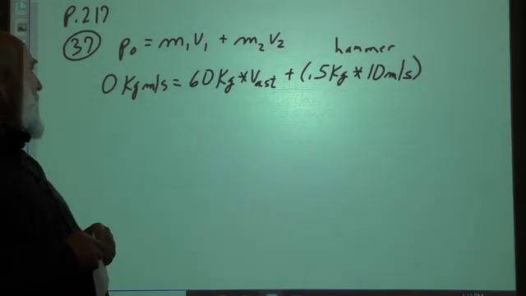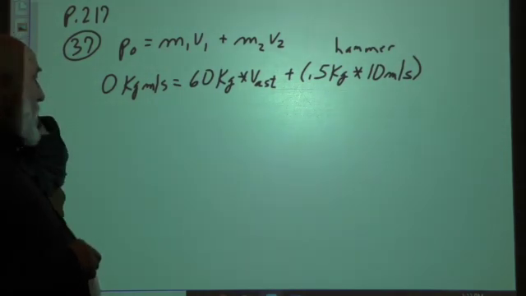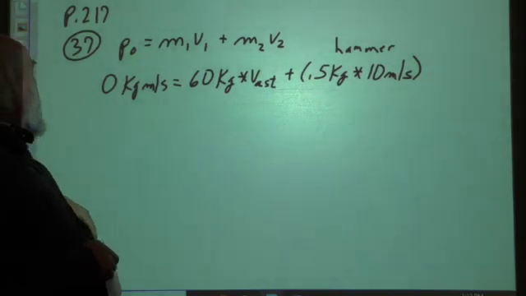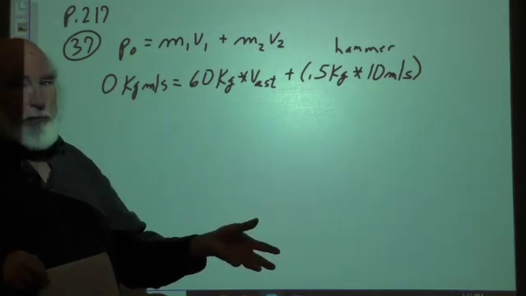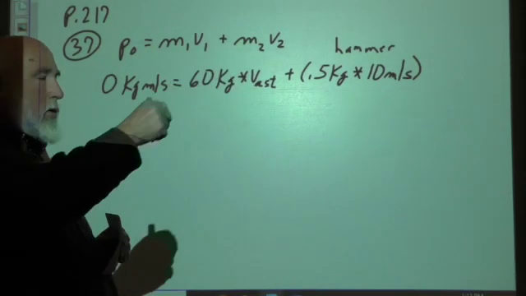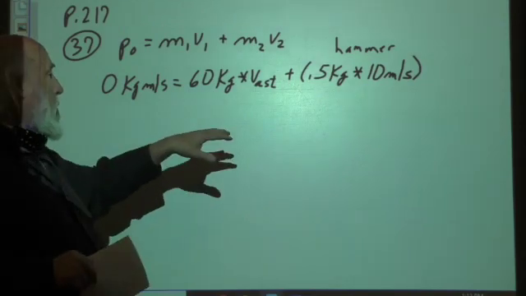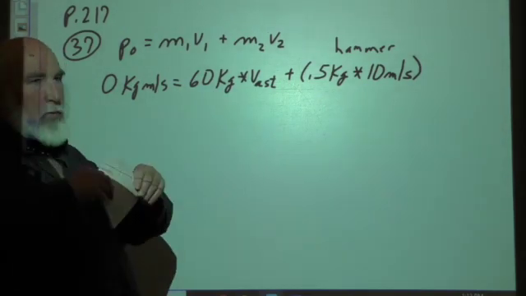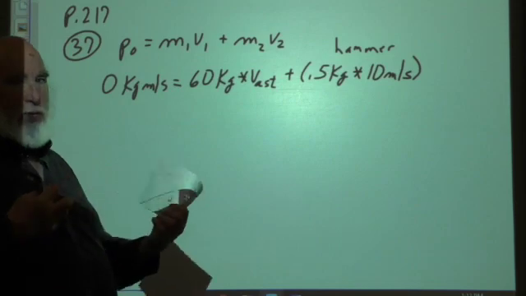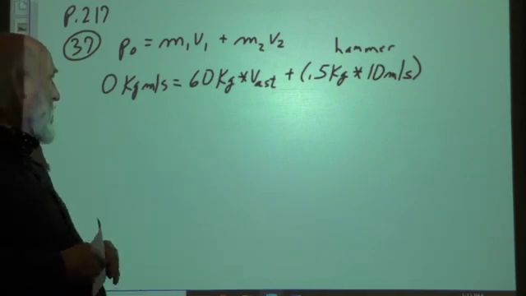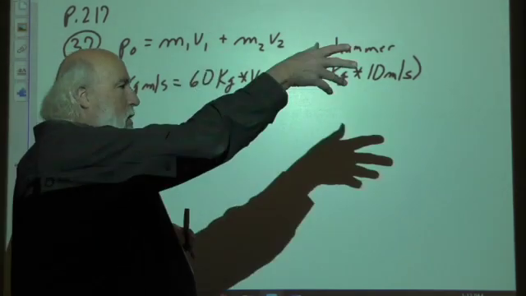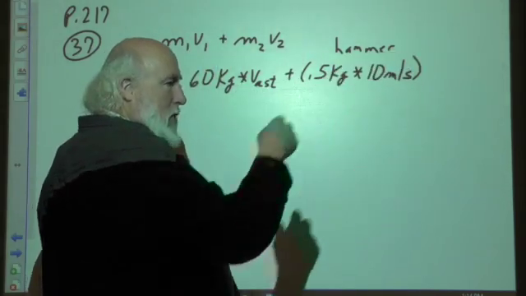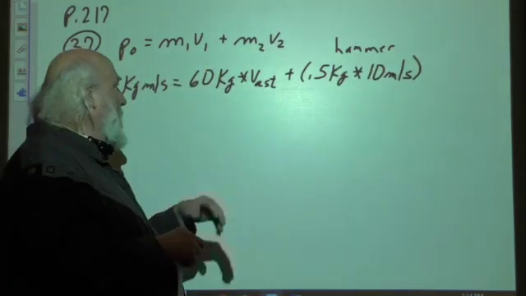We have an astronaut who is throwing a hammer forward. He's floating around in space, so there's no friction involved here. When he throws the hammer, it goes 10 meters per second away from him. What is going to happen to the astronaut?